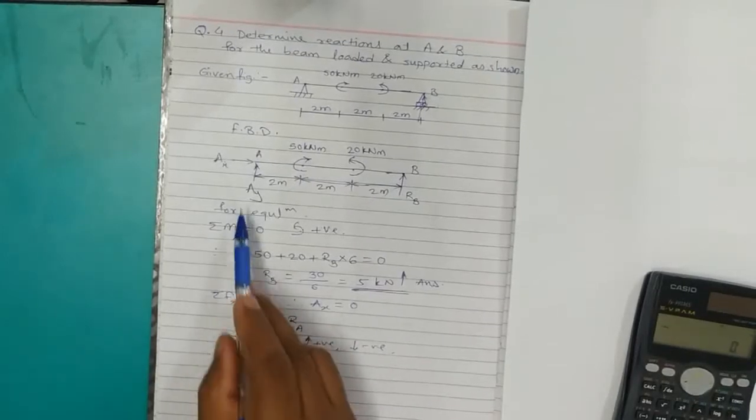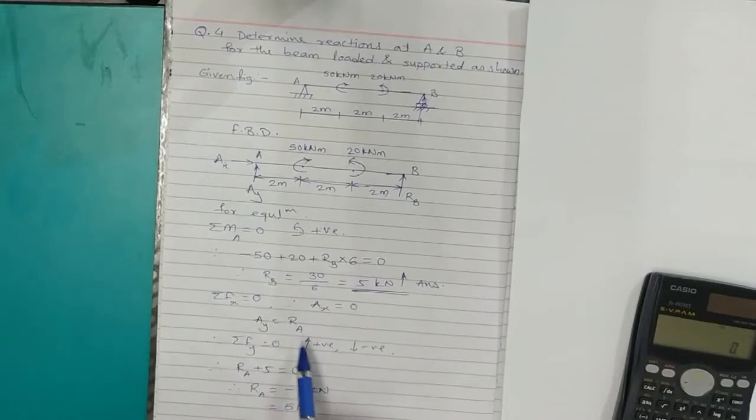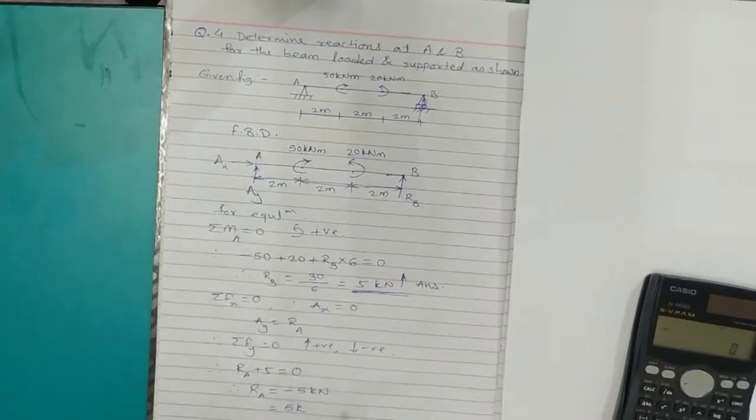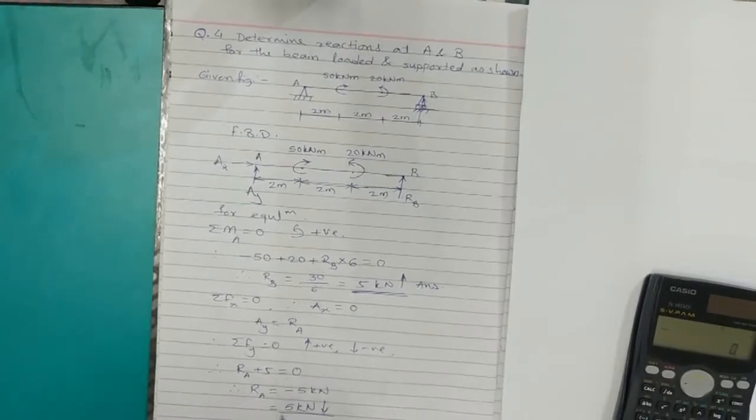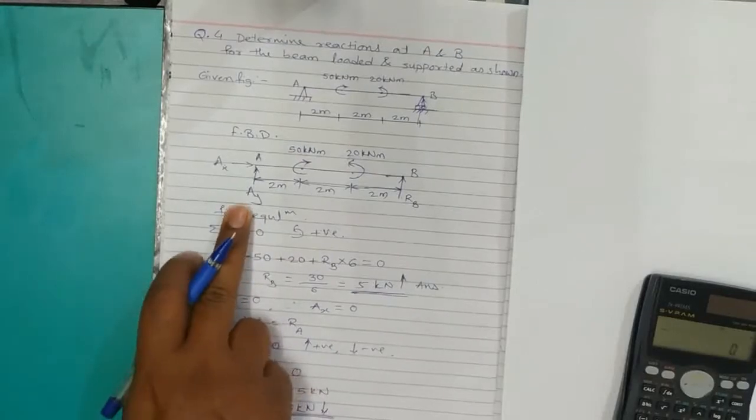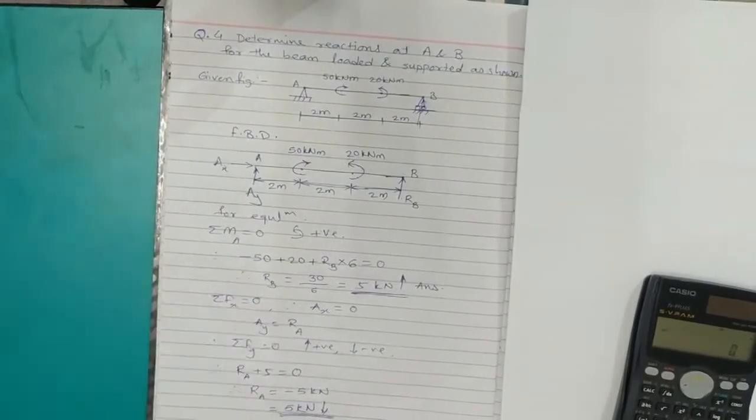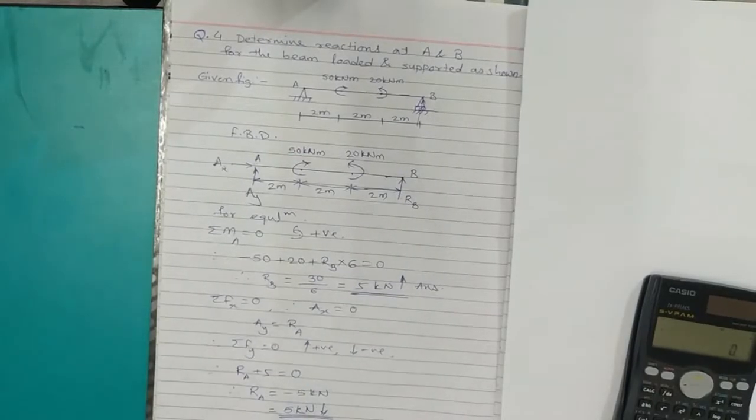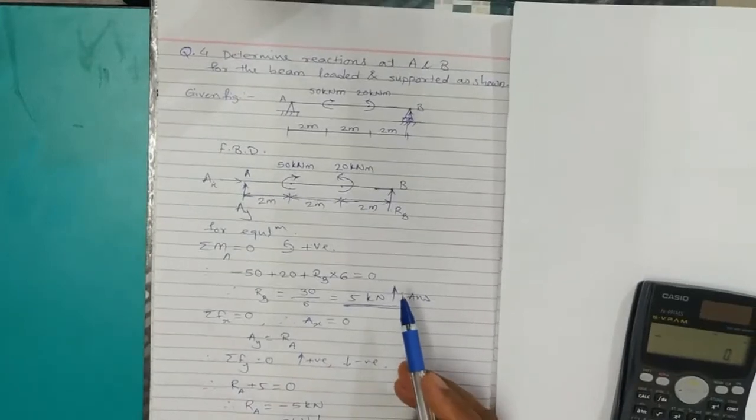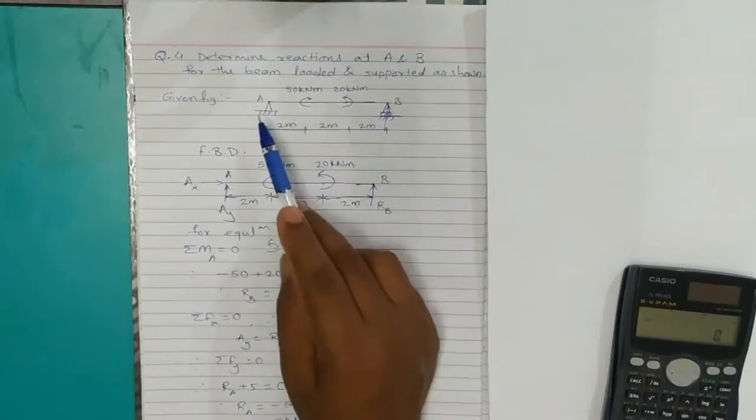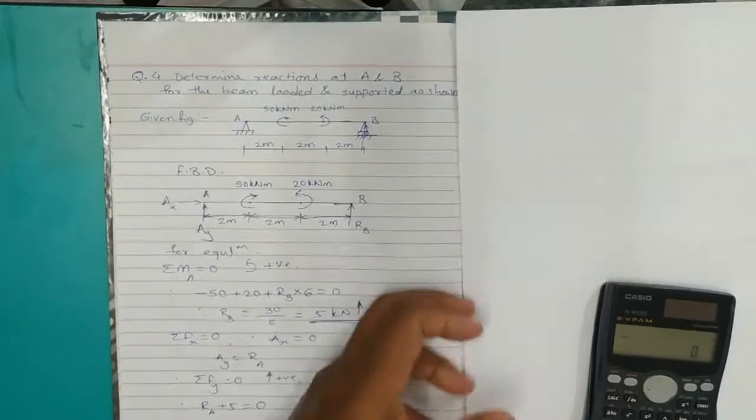RA, rather the AY component, which is nothing but RA itself, this vertical component is not actually going upward, but it has to be in the downward direction. So that is the correct direction of the AY component, which we said is equal to the resultant itself. So this is how the question has to be analyzed for the support reactions of the hinge and the roller at A and B. Let's go for the next one.